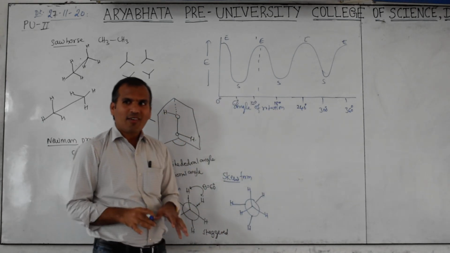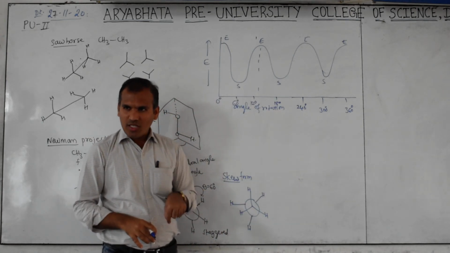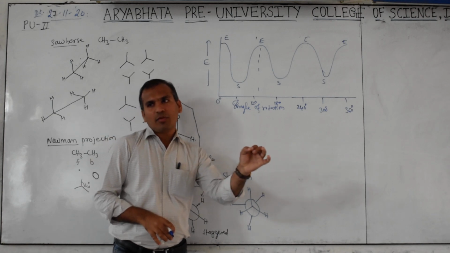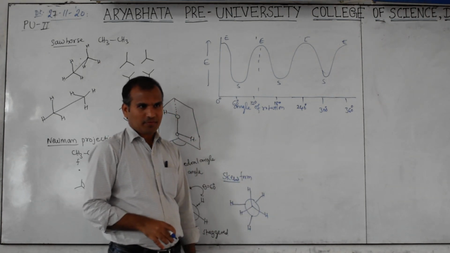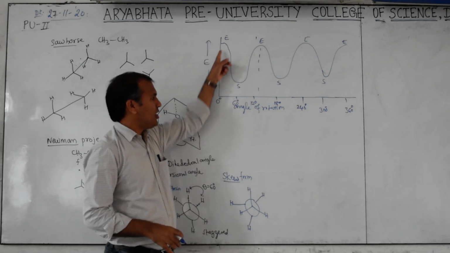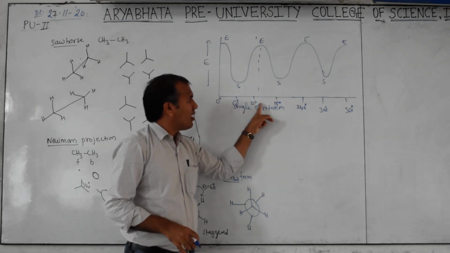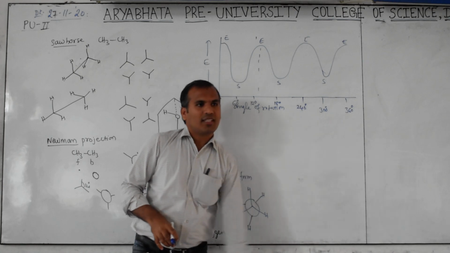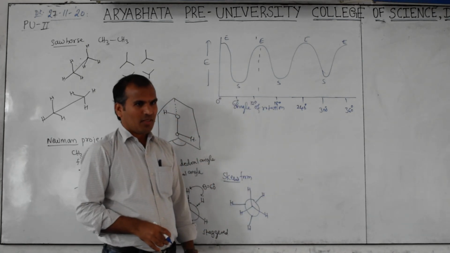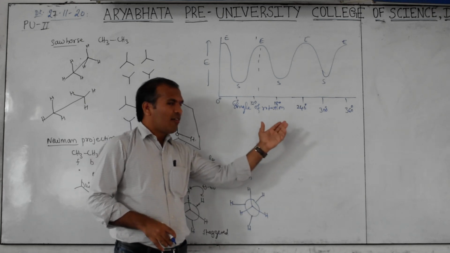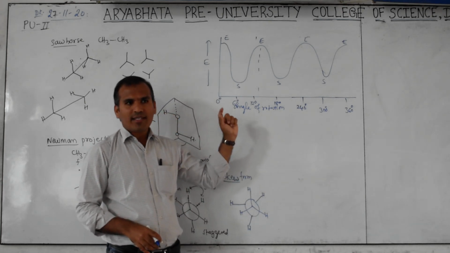Now, this graph they will not ask. They ask a question: at which angle of rotation does the eclipsed form exist? 0, 120, 240, 360. This question was asked one time in a competitive exam. Next, at which angle of rotation will the staggered form exist?